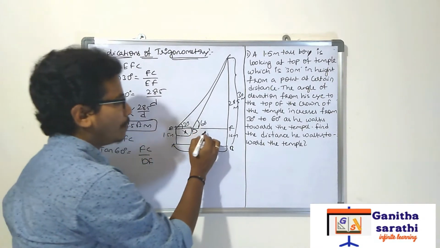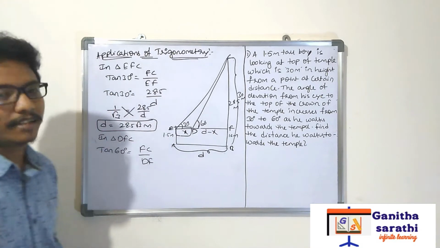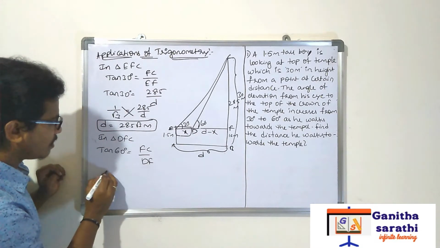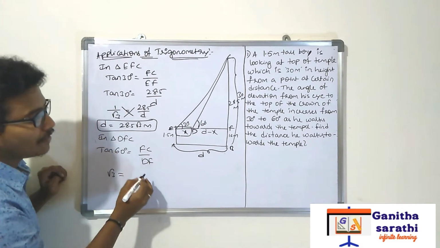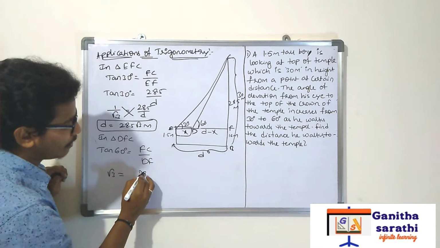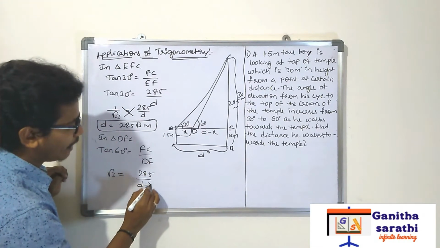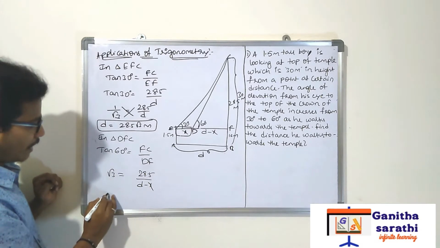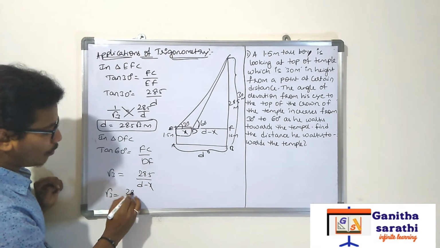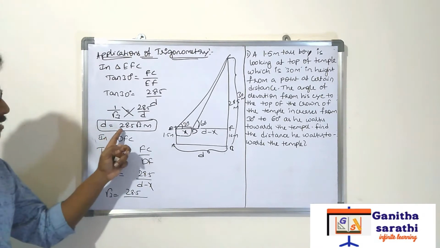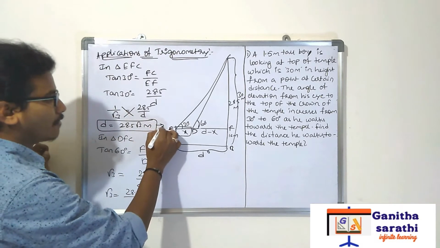Up to here it is x. This will be d minus x, right? Now tan 60 value is root 3 and FC value is 28.5 by DF value is d minus x. Do cross multiplication. Root 3 is equal to 28.5 by, we know d value. What is d value? Take it as equation number 1.